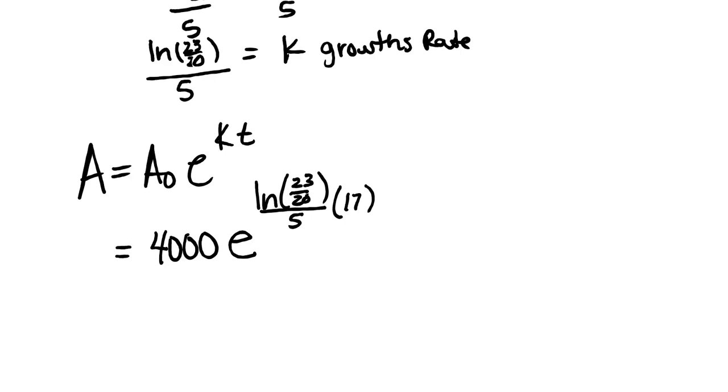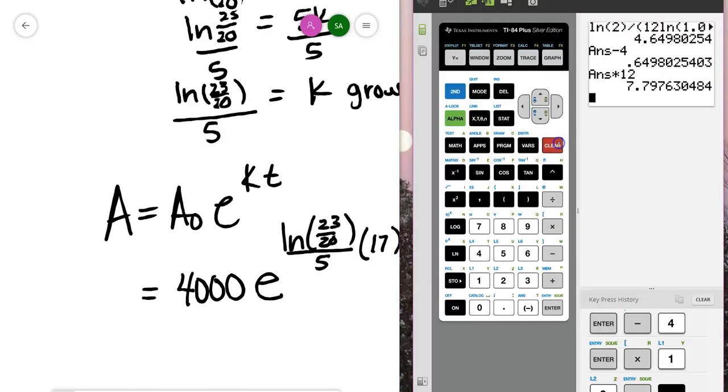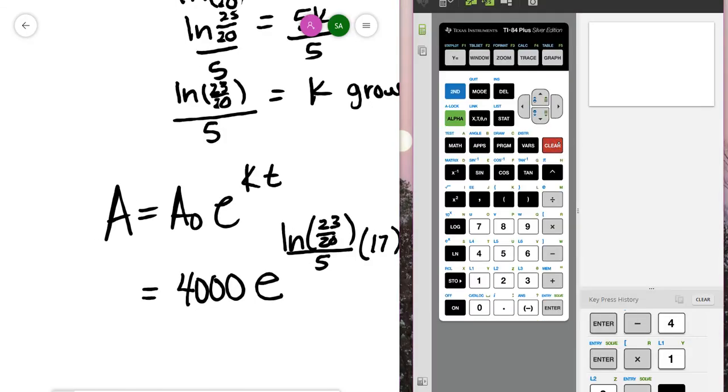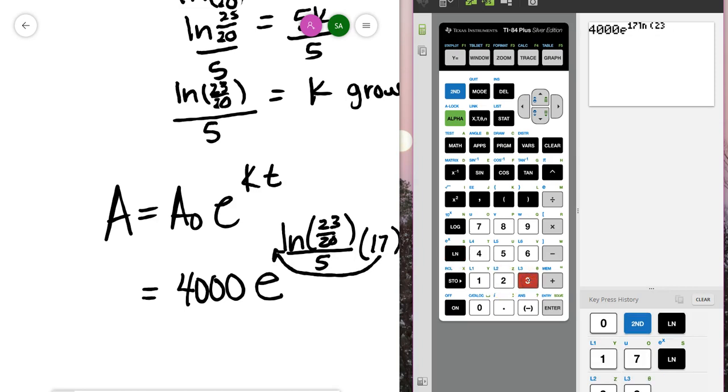Remember, we started at 7 a.m. That was time equals 0. Midnight will be 17 hours later. And we'll put that in our calculator. So we have 4,000 e, and I like to put the 17 in the front. It's a little bit easier to type in the calculator. So do 17 times the natural log of 23 over 20, close parenthesis for the log. Then I need to divide by 5.